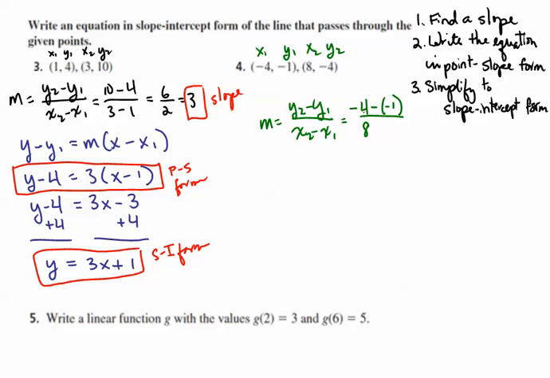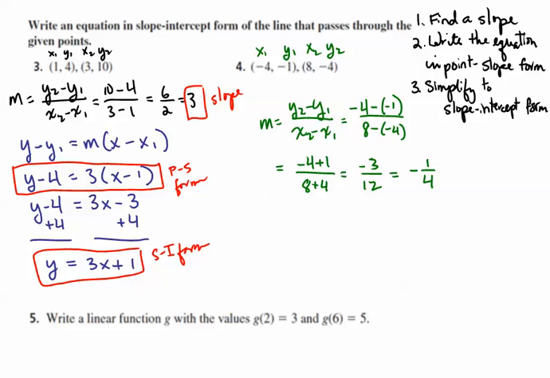x2, which is 8, minus negative 4, and that leaves me with negative 4 plus 1 over 8 plus 4, or negative 3 over 12, which simplifies down to negative 1/4.